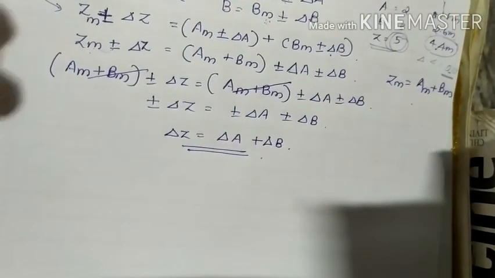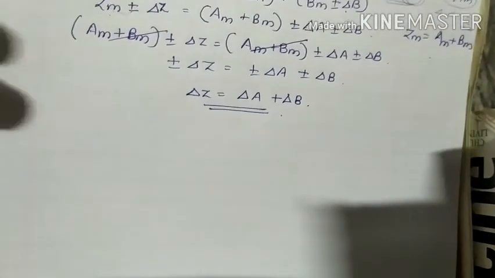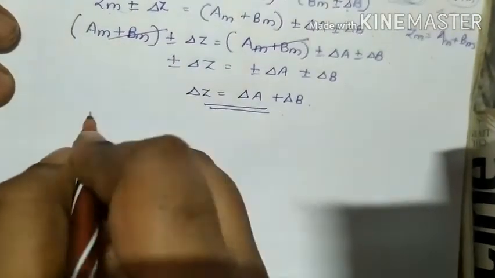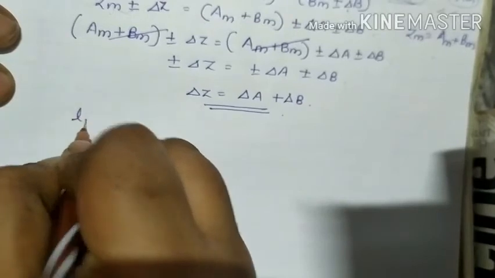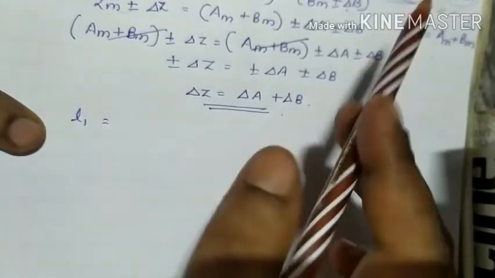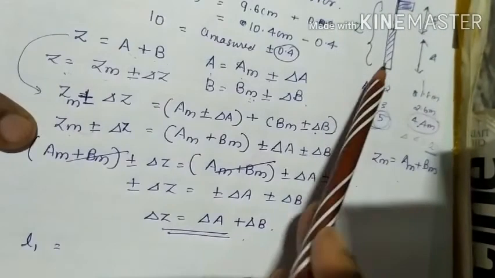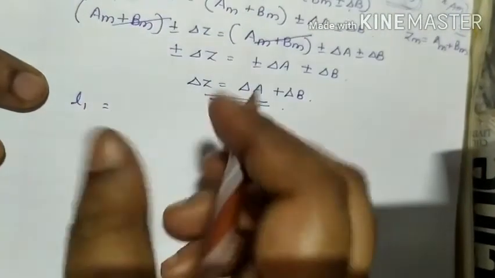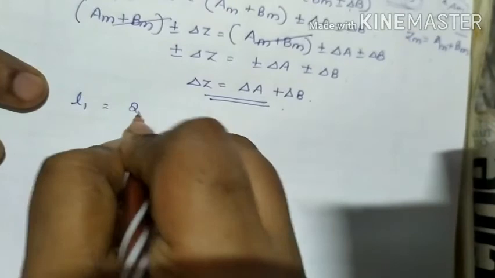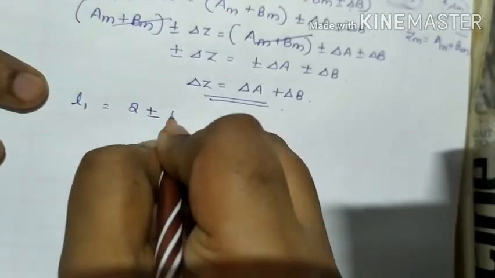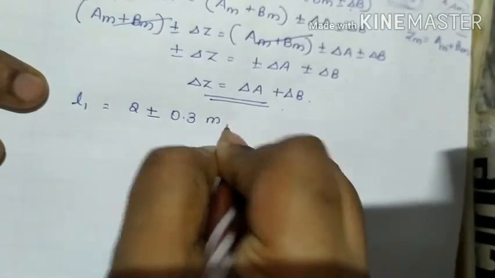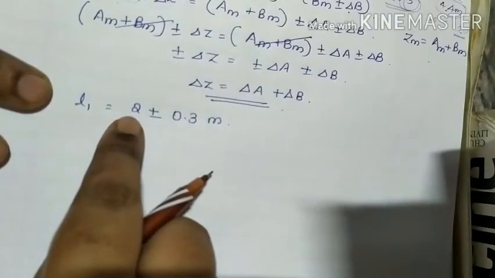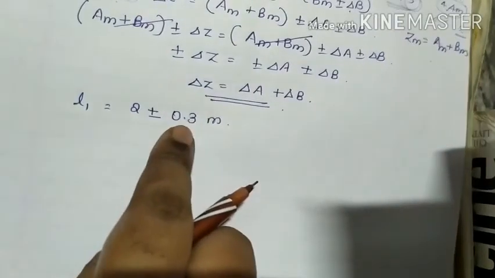Clear? I hope you can understand by doing a problem. Let's take this example itself. Let L1 be the length of our post. Let's say it is 2 plus or minus 0.3 meter. That is, 2 is its measured value, and 0.3 is the error in that length.